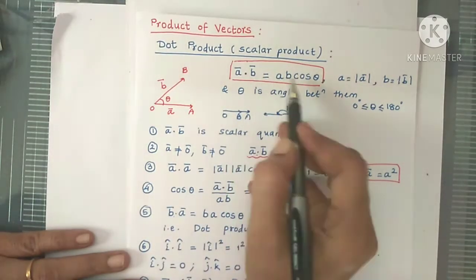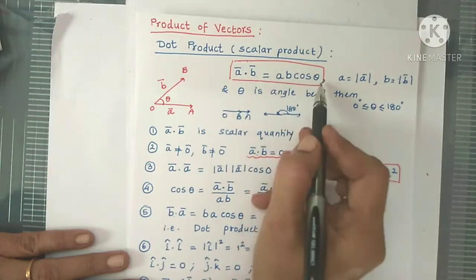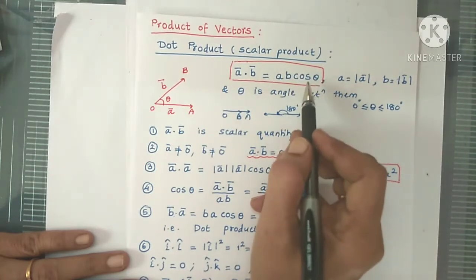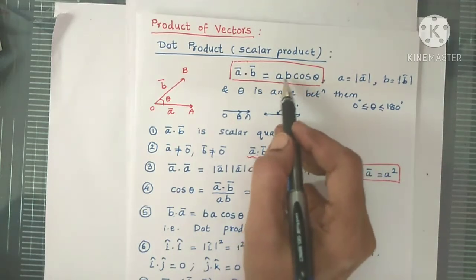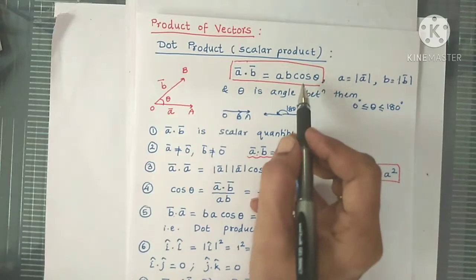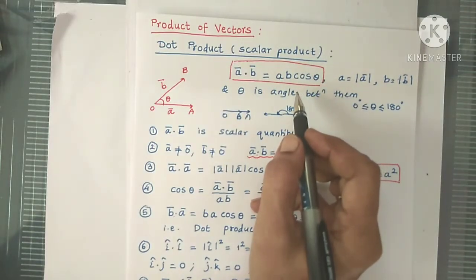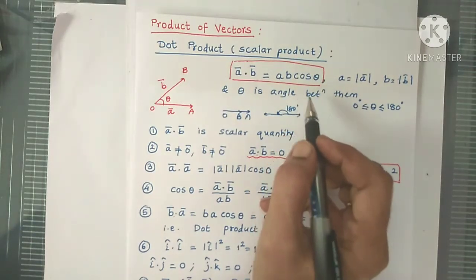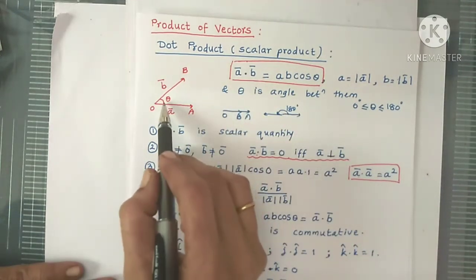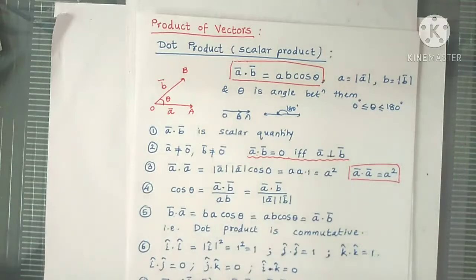If a bar dot b bar is positive, that means the right hand side is positive. That means ab cos theta is positive. But a and b are already positive as they are magnitudes of the vectors. So cos theta is positive. That means theta lies in the first quadrant, 0 to 90. That means the angle between a bar and b bar is less than 90.